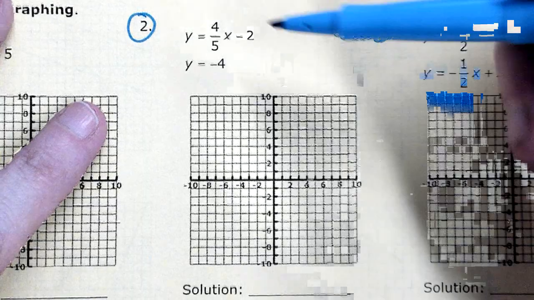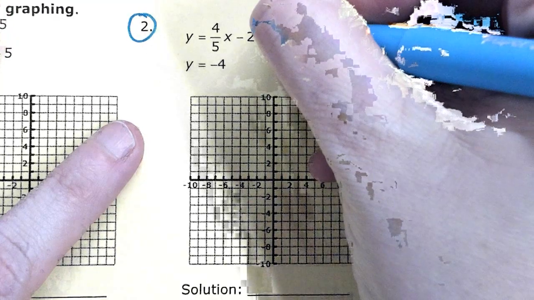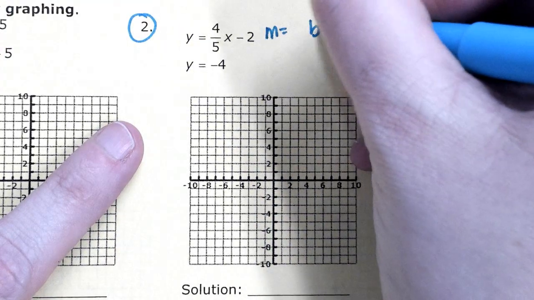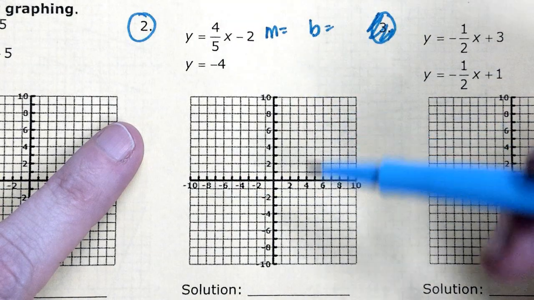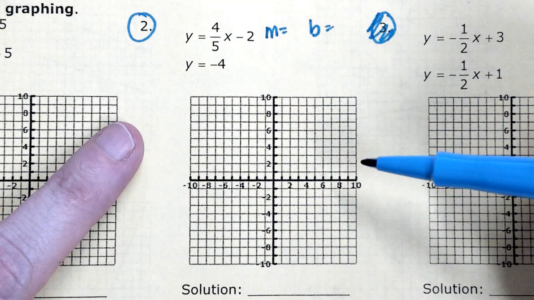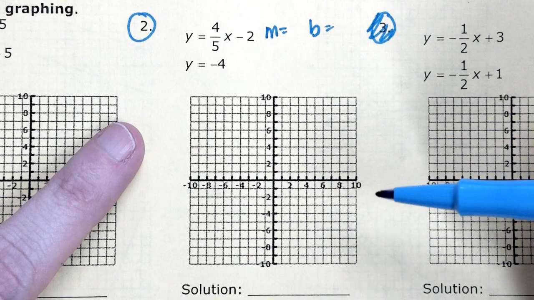For number 2, we have 2 lines. Now, the first thing I'm going to do is find m and b. Okay, and I like to graph them in 2 different colors. If you want to, you can as well. On the test and on the STAR test, you can ask for colored pencils, and that's completely appropriate and acceptable.